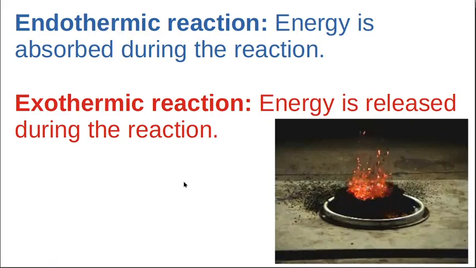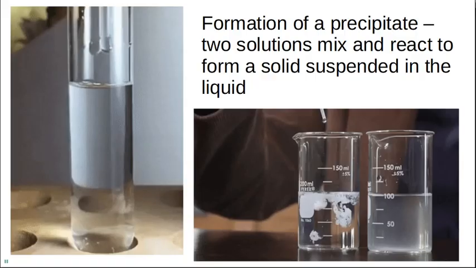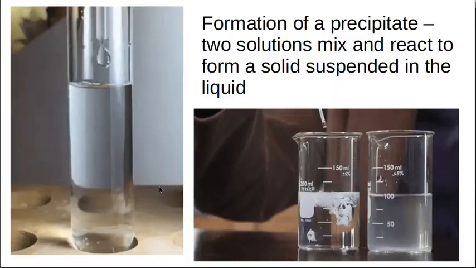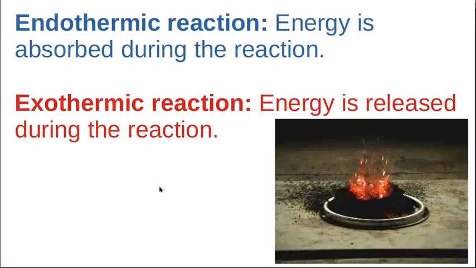And there are two main types of reactions. If we look back at the other slide, it tells you that if a chemical reaction occurs, we can often observe a change. The temperature of the reaction mix changes. To discuss this, we have to look at these two things. These are two terms we're going to be using a lot moving onwards, so you need to memorize them and memorize the difference. In an endothermic reaction, energy is absorbed during the reaction, and in an exothermic reaction, energy is released during the reaction.